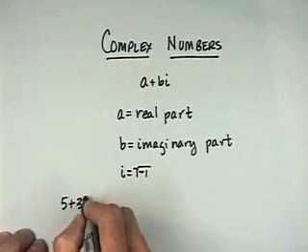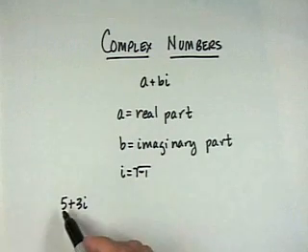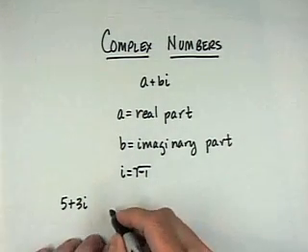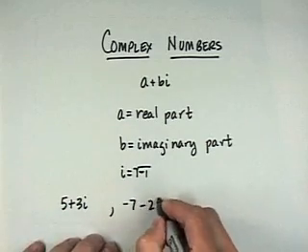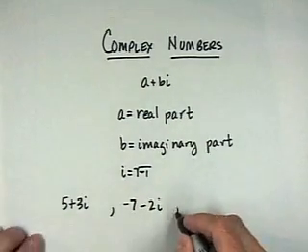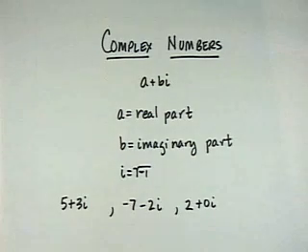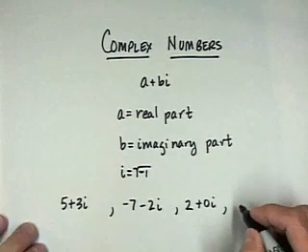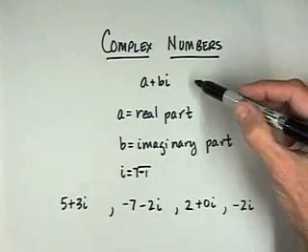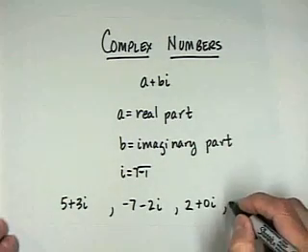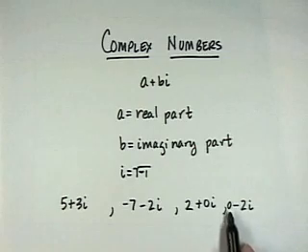Things like 5 plus 3i is one complex number in which a is 5 and b is 3. A number like -7 minus 2i is also in that form. A number like 2 is a complex number. It has 0i attached to it. And a number like -2i is also in the form a+bi. It's as if there is a 0 replacing the a. What we want to be able to do is operate on complex numbers, doing the operations of addition, subtraction, multiplication, and division.